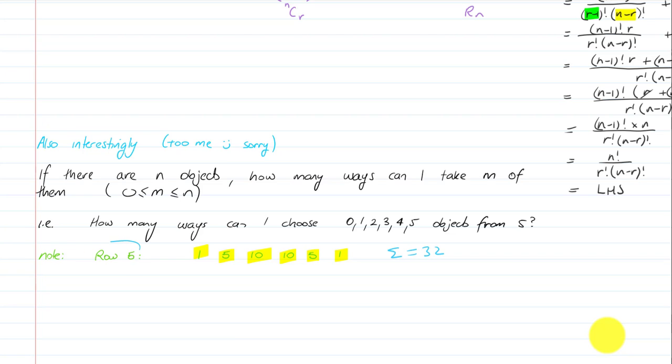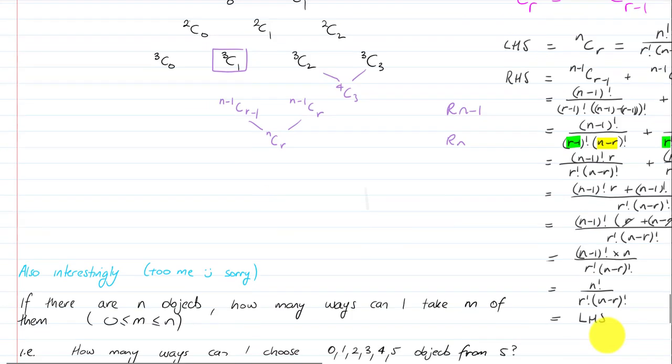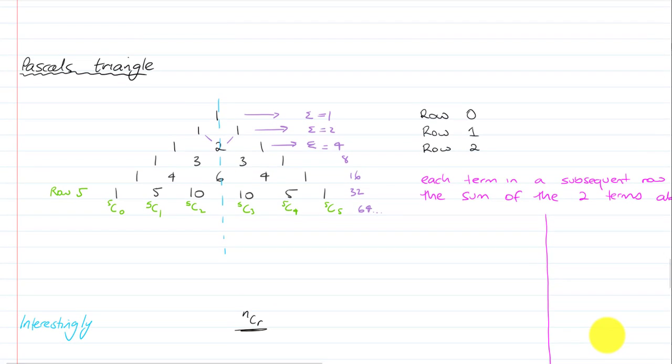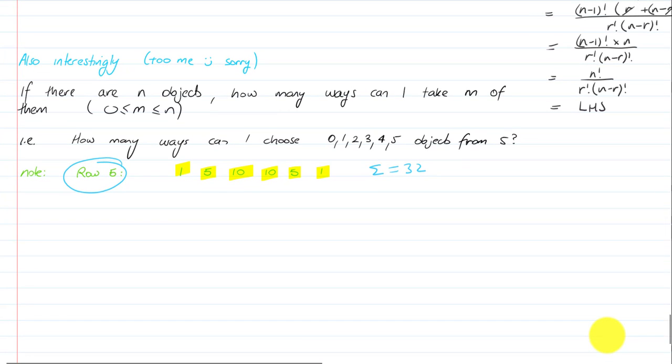And this links directly to row 5. And so this links directly to what I was talking about here with the summations. So it's definitely worth having a look at those and understanding what's going on there. So that's Pascal's triangle and the idea of Pascal's triangle and how we can relate that to combinations. All the best.